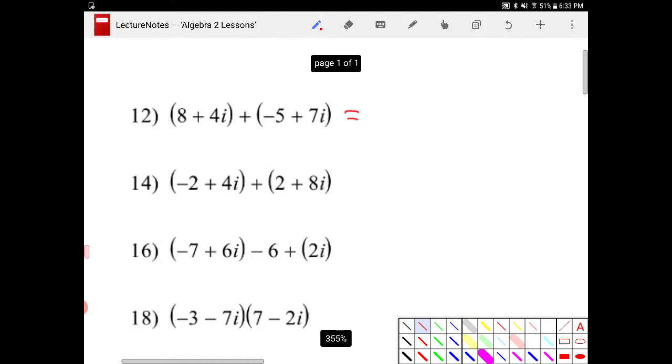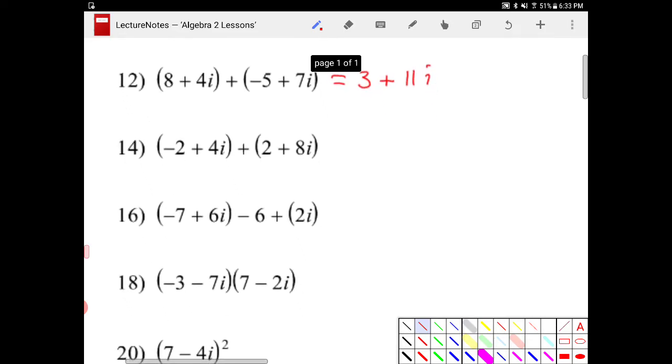Here we have 8 plus 4i being added with negative 5 plus 7i, and just like any other simplification process, we want to combine like terms. 8 and negative 5 are real terms; I combine them to make 3. I have 4i and 7i, and combine them to make 11i. Similarly, in the next one, I have negative 2 and 2. They cancel, leaving me with only the imaginary part. I get 12i.